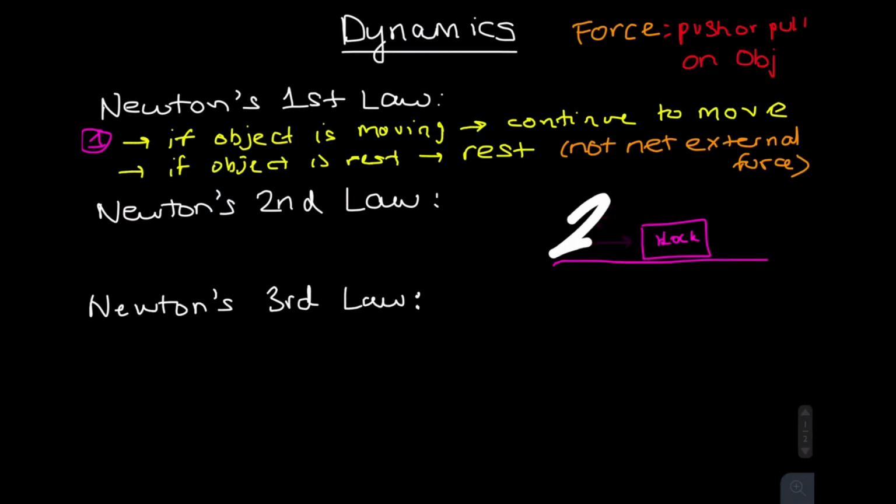So basically this law is saying that if there's no external force acting on the object, meaning there's no net external force on the object, then it's going to continue to move if it's moving, and it's going to stay at rest if it's already at rest. So that's essentially, in simple terms, what Newton's first law is saying.